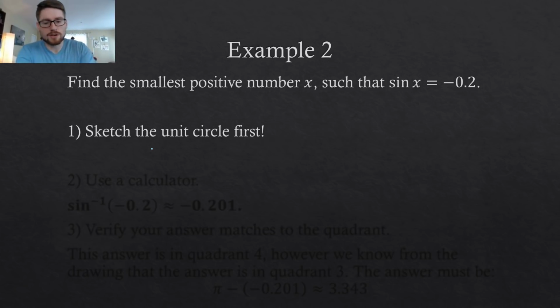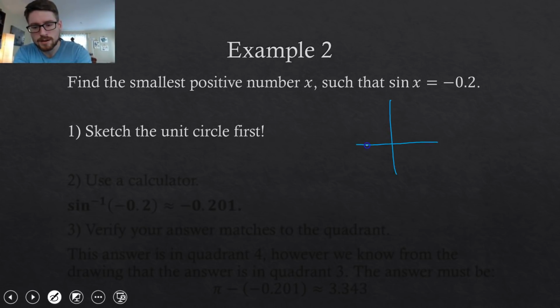We're going to sketch the unit circle out. So here's our unit circle. We need the sine to be negative 0.2. So that's the y value is negative 0.2. So that's occurring about here and about here. So we have got two possible angles.